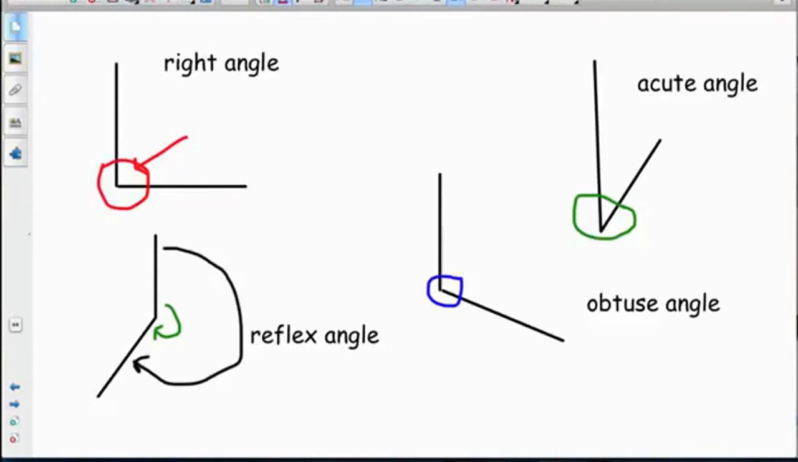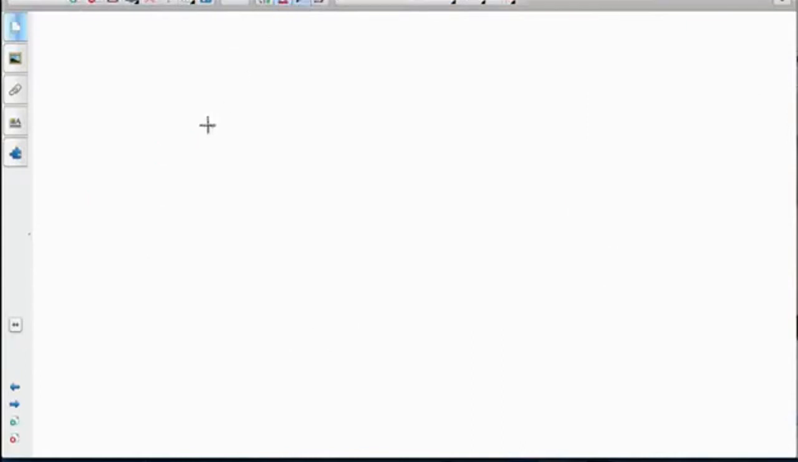Okay, so they're labelled there for you. You've got your right angle, your acute angle, your obtuse angle, which is fatter than a right angle, and your reflex angle, which has gone all the way around. And I realised we've missed out an angle, so I better pop that one in there for you. Let's have a look at this type of angle. There you go.